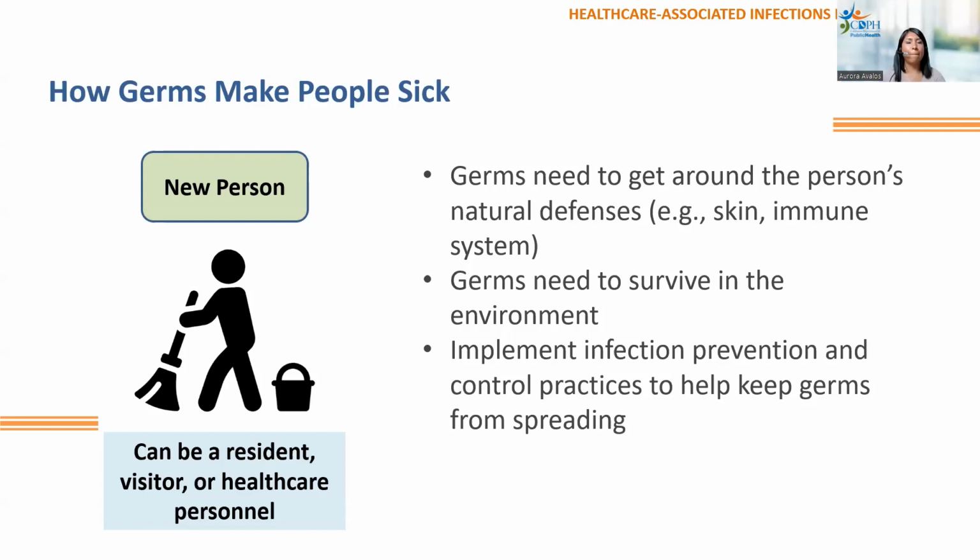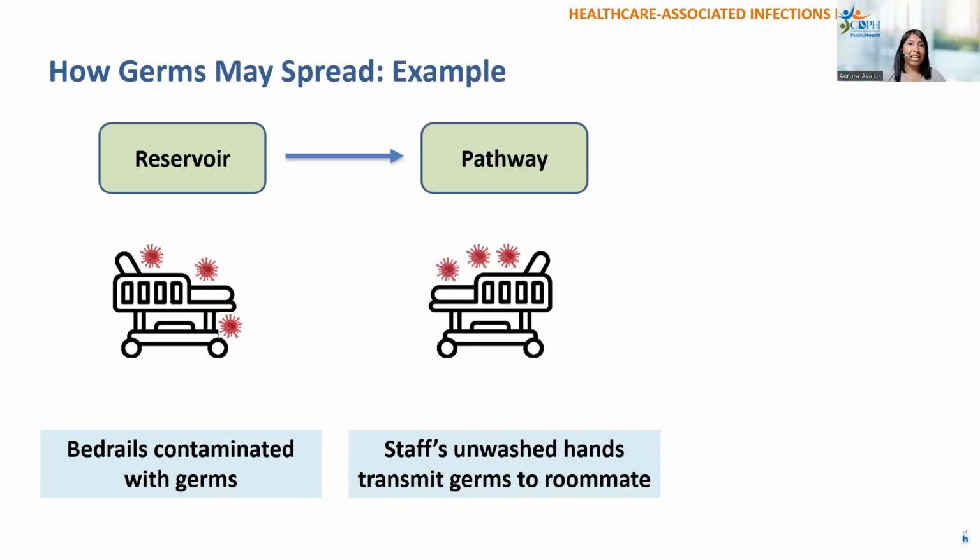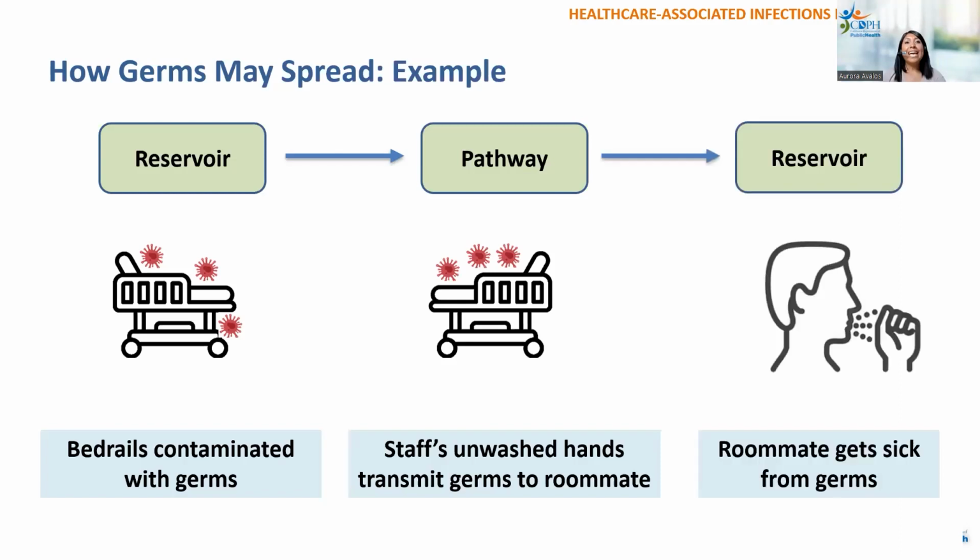Now we're going to use what we know about reservoirs, pathways, and how germs make people sick to discuss a scenario. Let's walk through one example to better understand how germs may spread. As an EVS staff member, you come in to clean a resident's room. You can't see them, but you know that there are many germs on the surfaces and throughout the room. You are really busy today and you forget to clean your hands after you clean the first resident's area. You then move to clean the second bed space in the room. You have now transmitted germs from the first bed space to the second bed space. And then the roommate gets sick. So that means that the germ moved from an environmental reservoir through a pathway to a body reservoir.